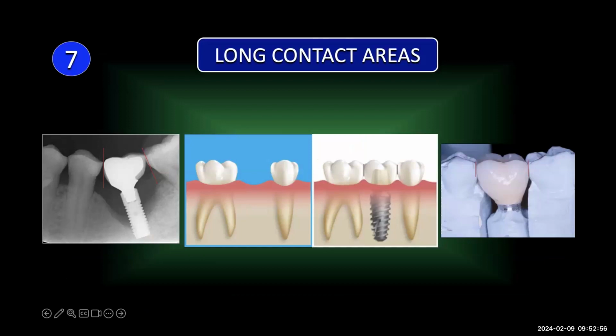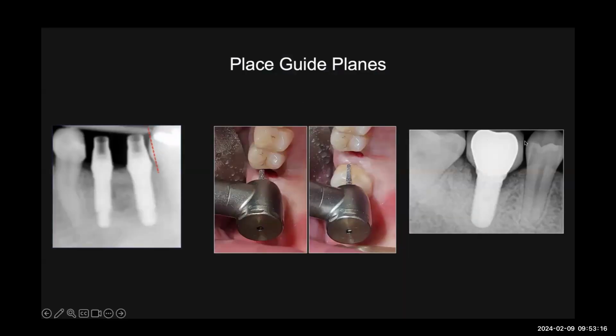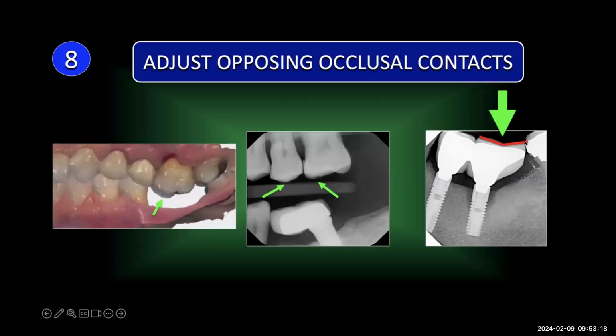We want long contact areas, meaning we don't want these little point contacts. Not only do these point contacts make it difficult for you to put the prosthesis in, but it's also going to open up. You're going to get mesial migration, and then you'll get an open contact. So what do we do? We like to make guide planes and make a long contact area. We always want to adjust opposing cusps if we have to. So if we have any super eruption around the opposing dentition, we want to adjust that. We don't want that plunging cusp beating into our prosthesis and our implant.